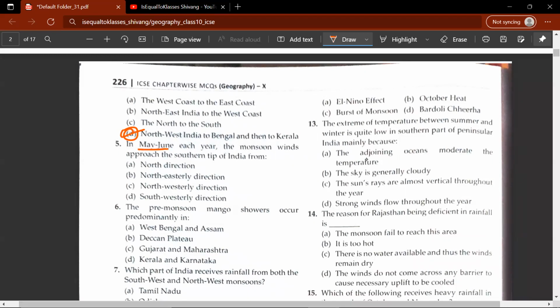In May, June each year, the monsoon winds approach the southern tip of India. So this would be India. This is a rough diagram of India. So this is the southernmost tip, or you could say this entire region is the southernmost tip. The monsoon winds approach the southern tip of India from A, B, C, or D. So the correct answer would be D.